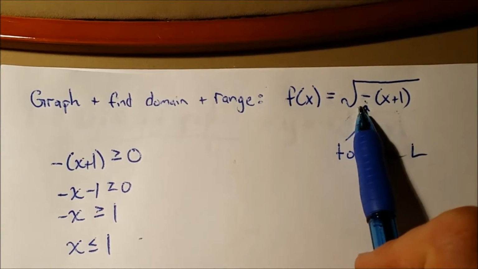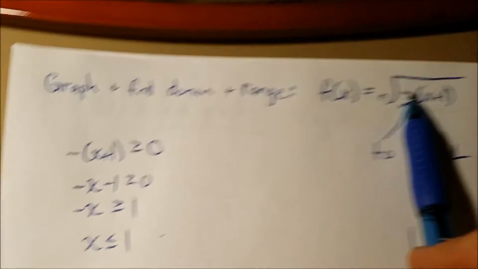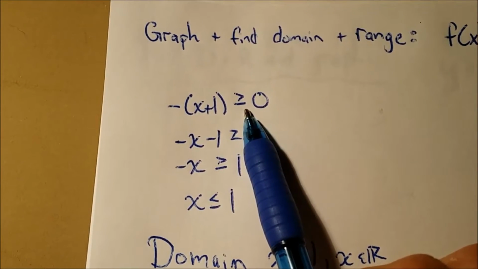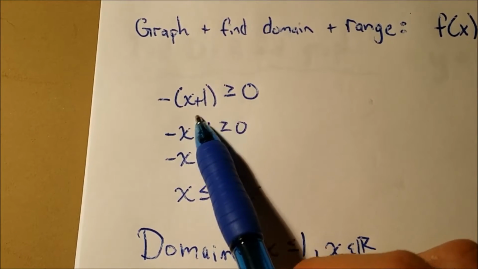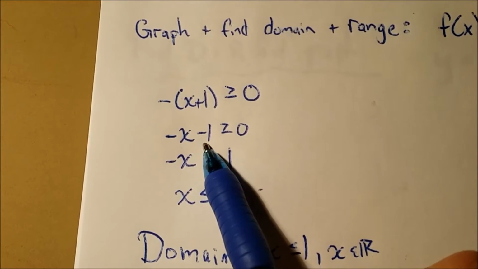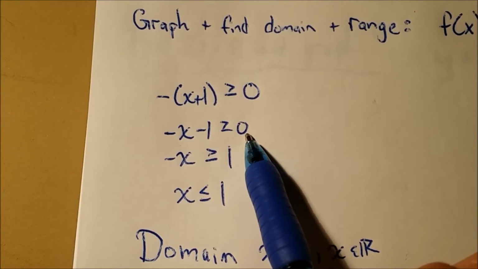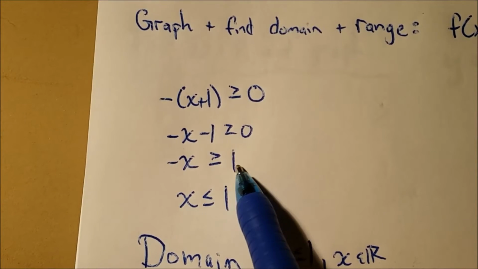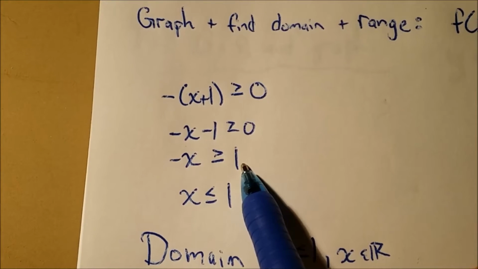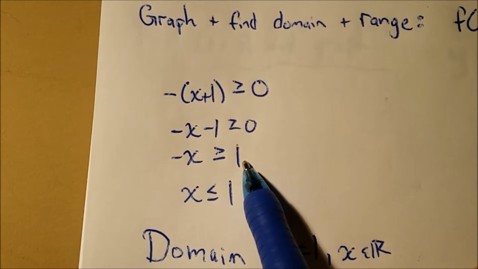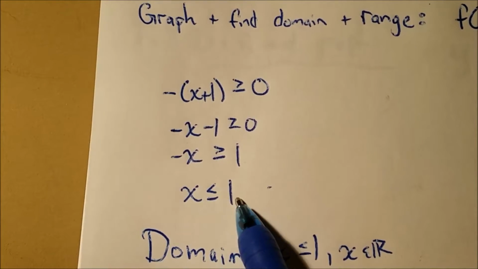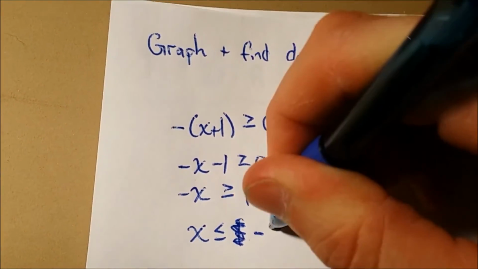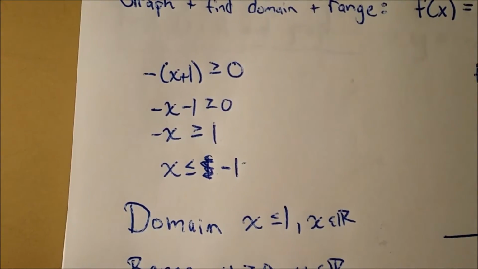To find the domain, I'm going to take this and set it greater than or equal to 0 because it can't be negative. I'm going to distribute the negative inside the brackets. I'm going to get negative x minus 1 greater than or equal to 0. Then I added 1 to both sides, so now I get this statement here. When I multiply both sides by negative 1, my inequality sign flips, and I actually missed my negative sign here, so I'm just going to redo that. You're going to get x less than or equal to negative 1.